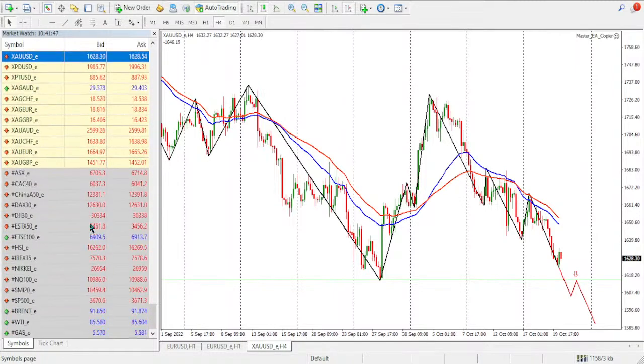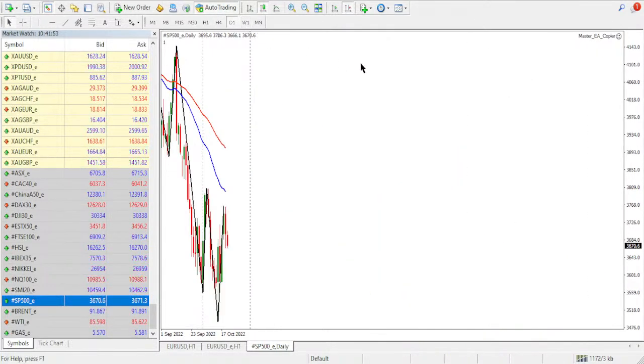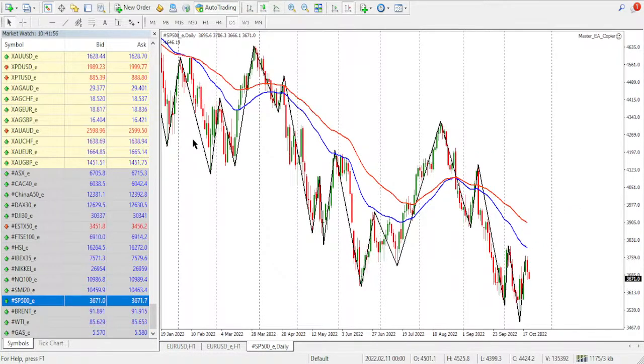My next chart is the SP500. With the SP500, we've seen several mixed signals. We were looking for a buy position some time back from around this area. So you can see that the price broke below this level. It came back above it, again broke below it, then it broke again above it.